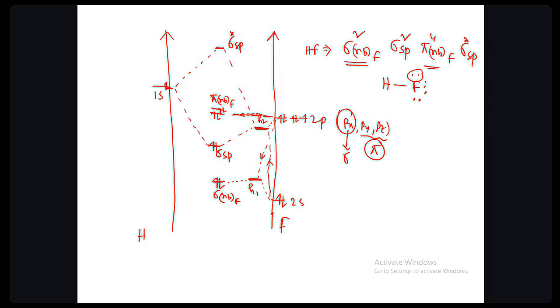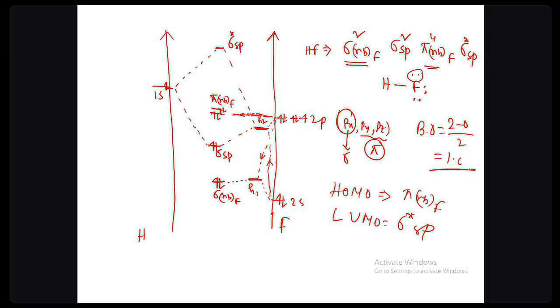Now understand? If you have any question, you can ask. So here HOMO we can write, HOMO is the pi non-bonding of fluorine, and LUMO is the sigma star sp, and bond order is the bonding minus anti-bonding. So bonding has 2 minus 0, by 2, that is equal to 1.0.